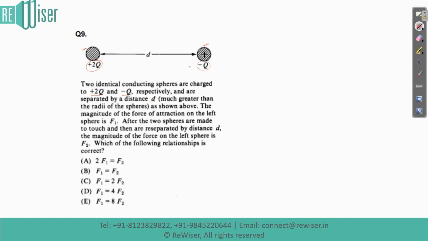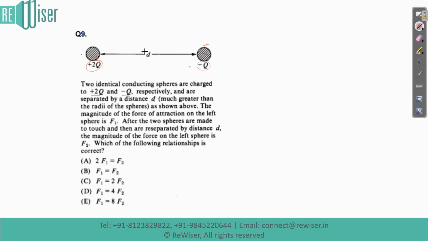Since d is much greater when compared to the radii, that means we can ignore the length of the radii. The magnitude of force of attraction on the left sphere is F1.